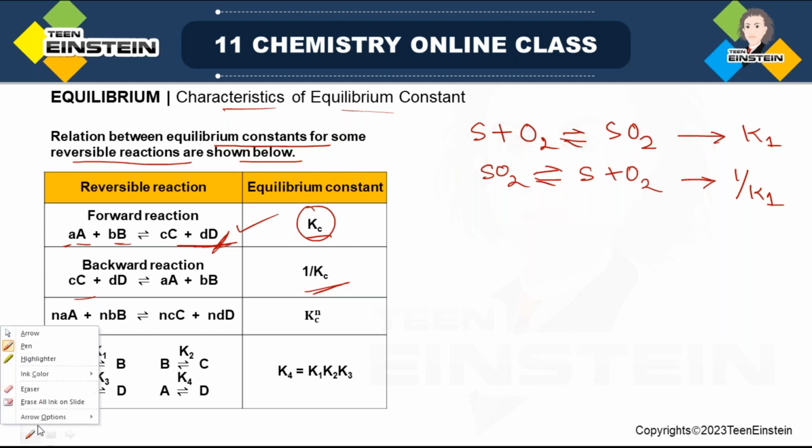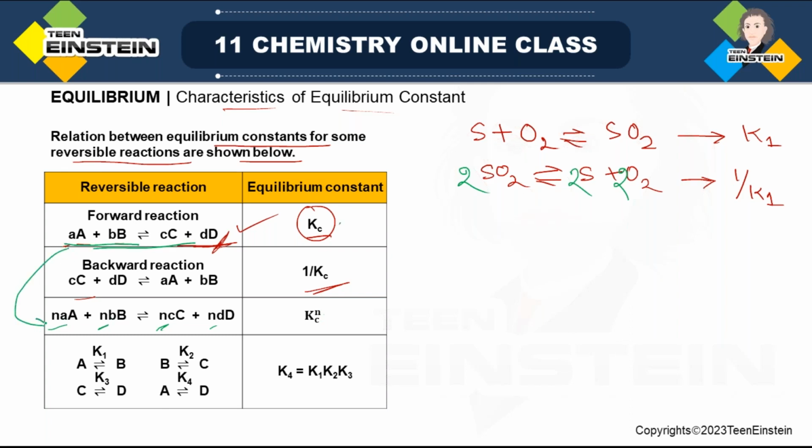Similarly, for the same reaction, suppose you are multiplying both sides with a whole number, or even a fraction. In this case we are multiplying by n. Suppose in this reaction I am multiplying both sides by 2. For the new reaction you get, there will be the power n. The original reaction is this one, and now you have multiplied both sides by n. If you want the equilibrium constant for this new reaction, it is simply Kc to the power n. Originally, before multiplying by 2, it had equilibrium constant 1 by K1, but after multiplying both sides by 2, it will be to the power 2, or 1 by K1 squared.